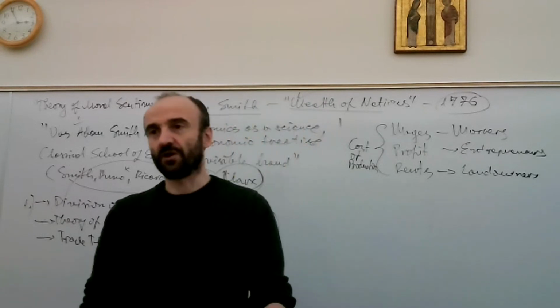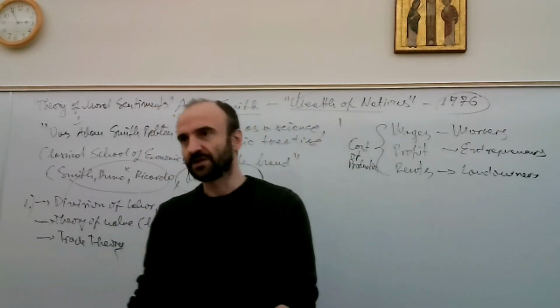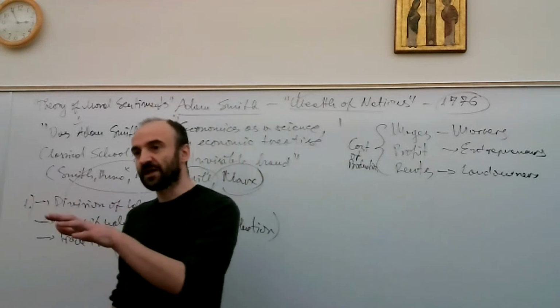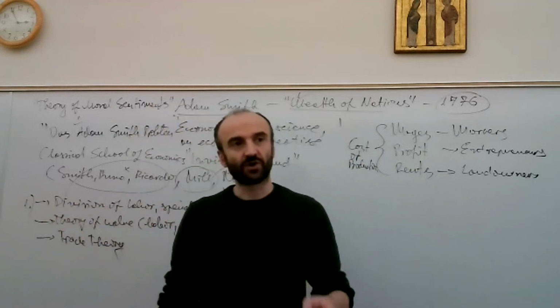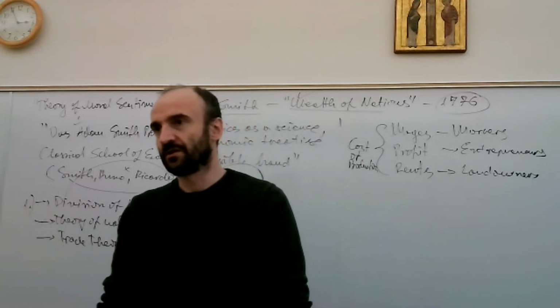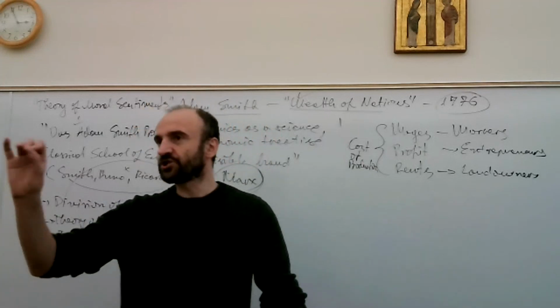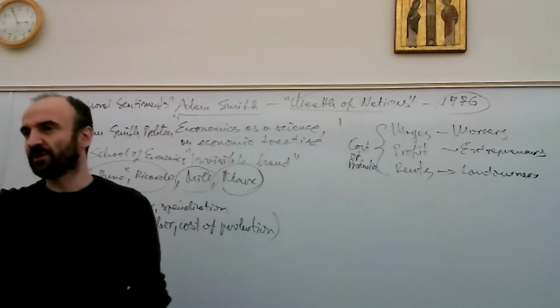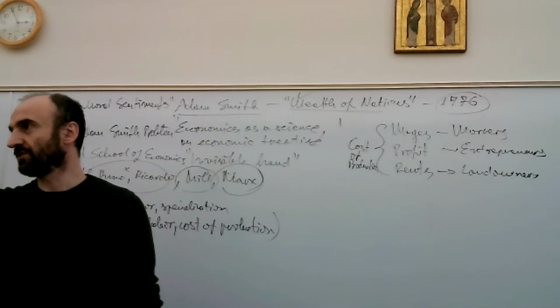So see, Adam Smith's theory of value is twofold. For a primitive society in which there is no money, there is no exchange, it's a pure labor theory of value. That means the exchange value of a given good will be determined by the amount of labor invested in production.